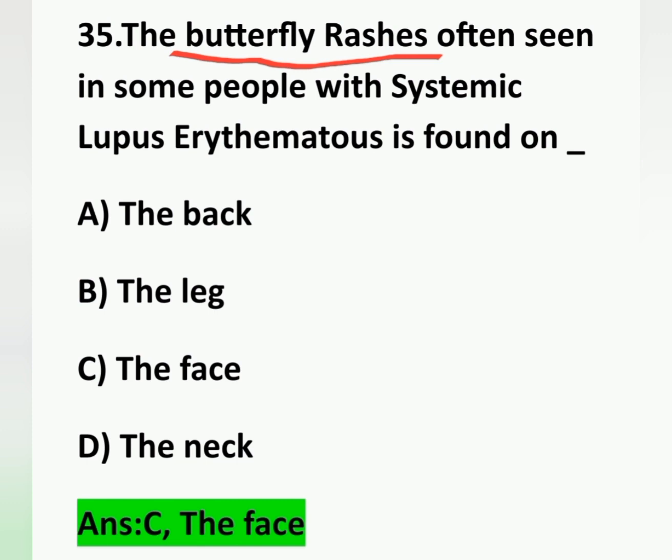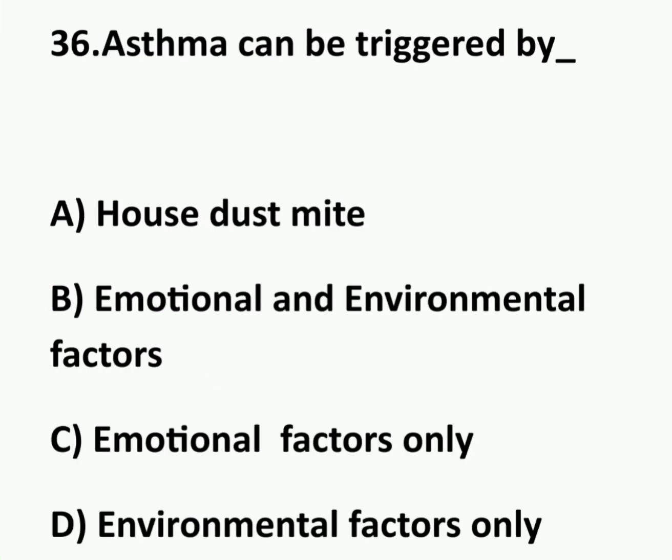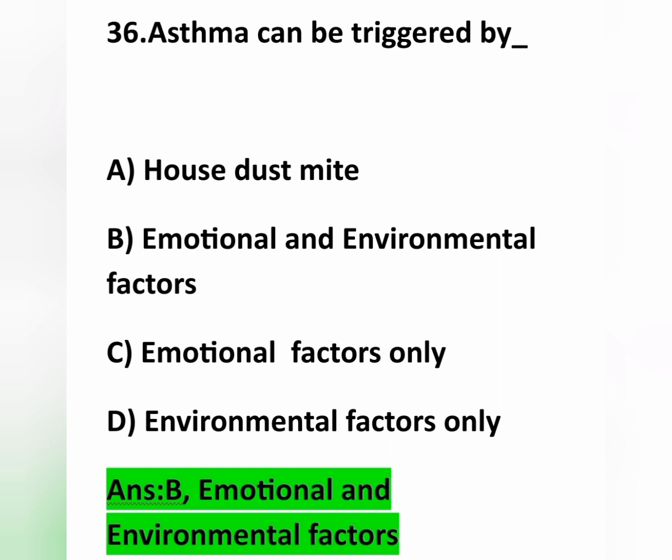The next question. Asthma can be triggered by. First option A, house dust mite. Option B, emotional and environmental factors. Option C, emotional factors only. Option D, environmental factors only. Which factor can aggravate asthma? The correct answer is option B. Both emotional and environmental factors can trigger asthma.